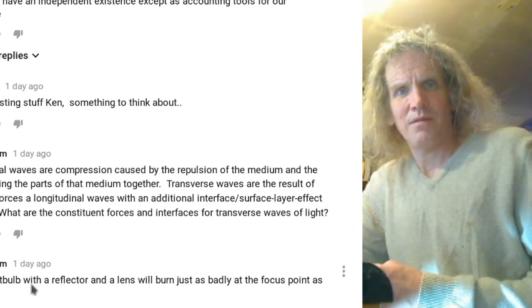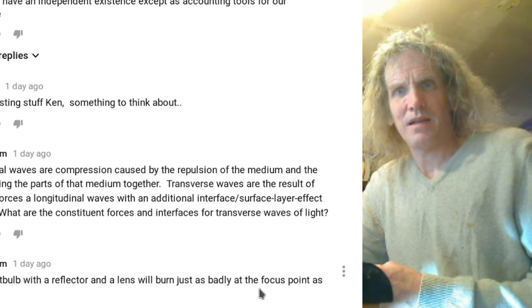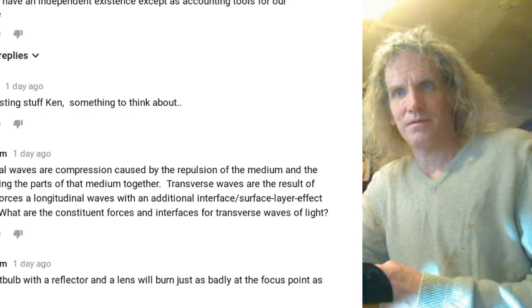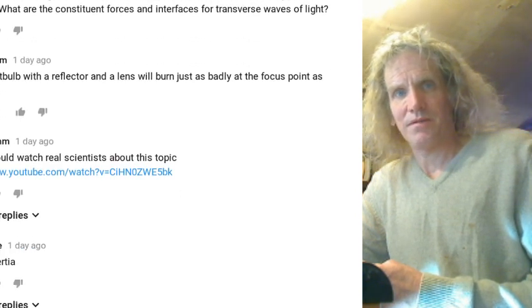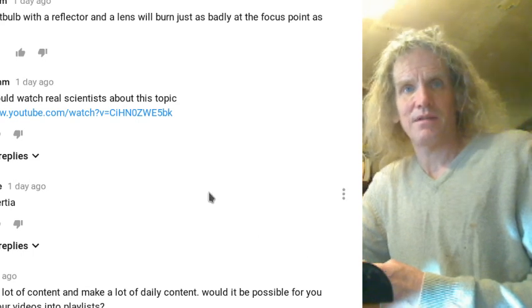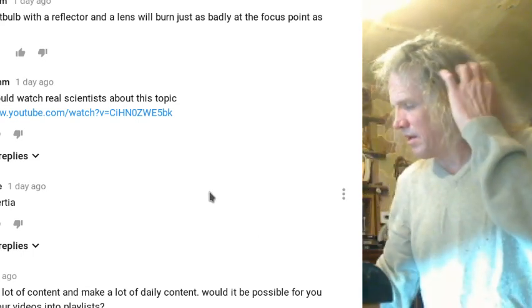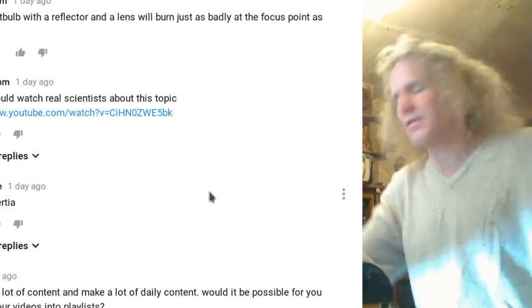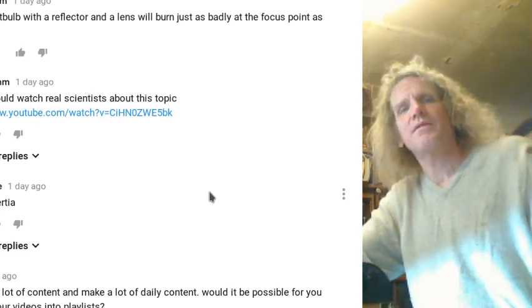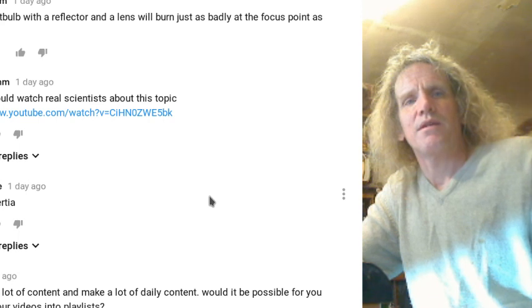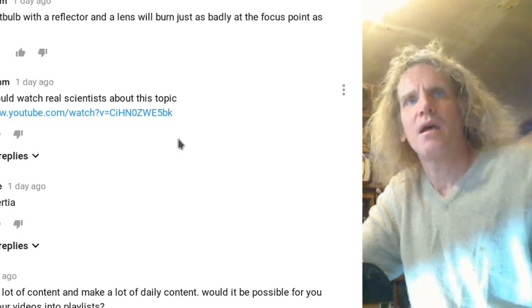Let's see. A 60-watt light bulb with a reflector and lens will burn just as badly at the focus point as a laser. There you go. Bravo. It won't be just as, because it's a mixture of different frequencies of light. And obviously, ultraviolet light is more destructive to the material compounds that people are made out of. So anyway, enough.